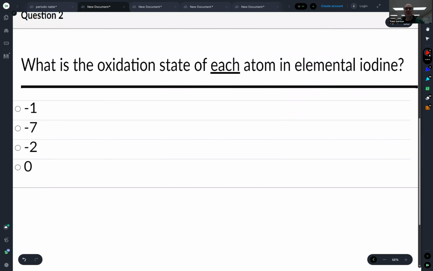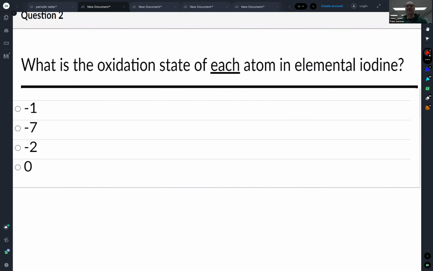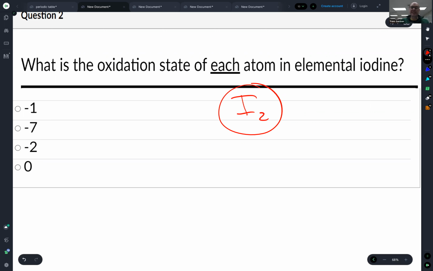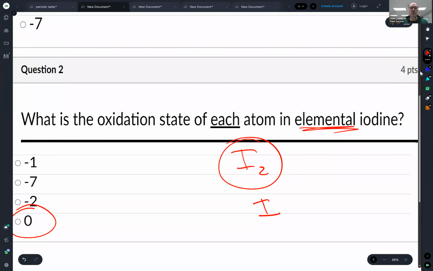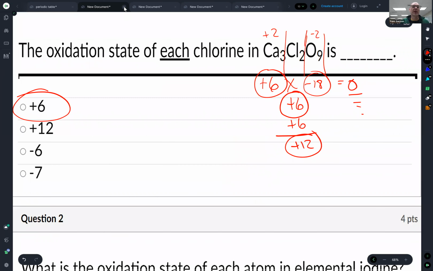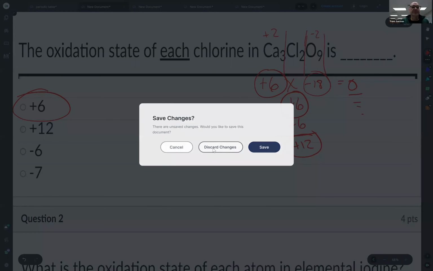What is the oxidation state for each atom in elemental iodine? Well, that means it's I2. Regardless, even if you would not have guessed it, if it said that it was elemental, it's going to have a charge of 0. Each atom in this one is going to have the 0 charge. Okay, moving on, number 3.